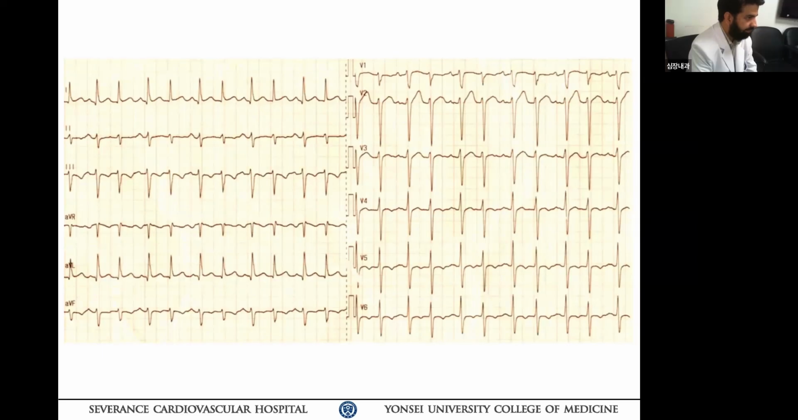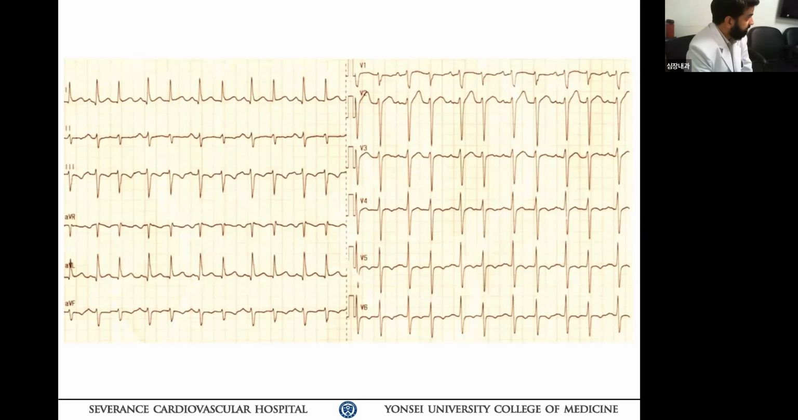First, the heart rate is about 120, and I can find T wave, and the axis is left axis deviation. Based on the QRS morphology, I think I can find two patterns of the QRS. Based on lead V1 and V2, I can find a kind of deep S wave.